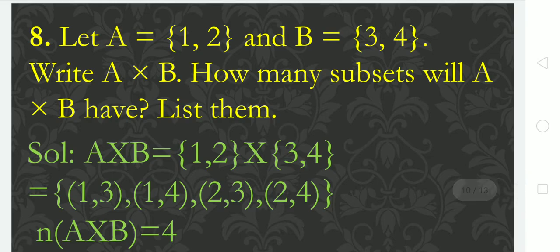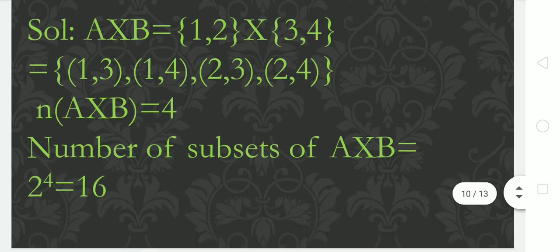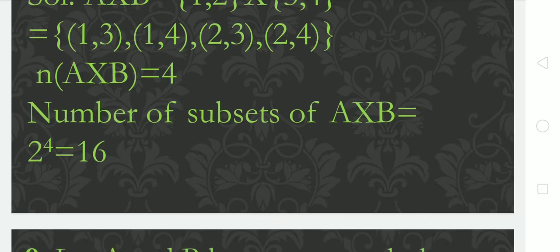Eighth question, A is equal to {1, 2} and B is equal to {3, 4}. Write A cross B. How many subsets will A cross B have? List them. So A cross B is {1, 2} cross {3, 4}, so that is (1, 3), (1, 4), (2, 3), (2, 4). In A cross B, how many elements are there? How many ordered pairs are there? 4. So in any set, if there are n elements, then the number of subsets is 2 to the power n. So number of subsets, that is 2 to the power 4, 16.